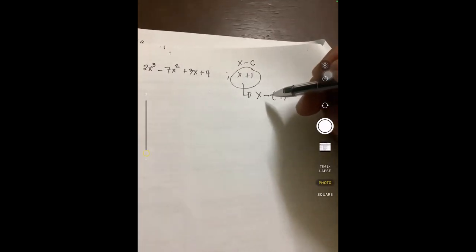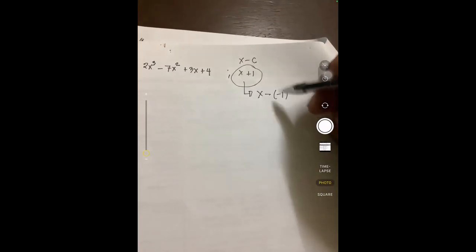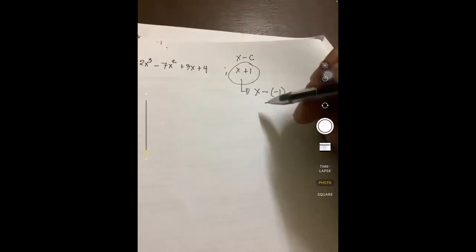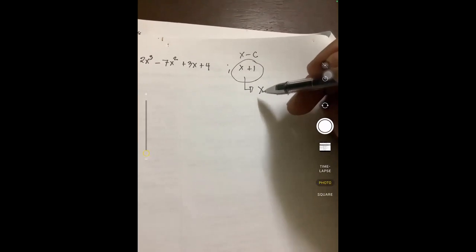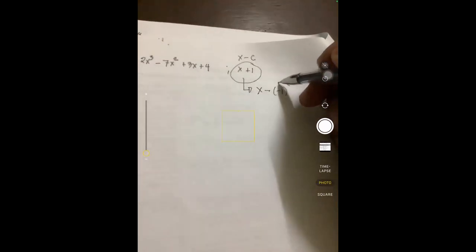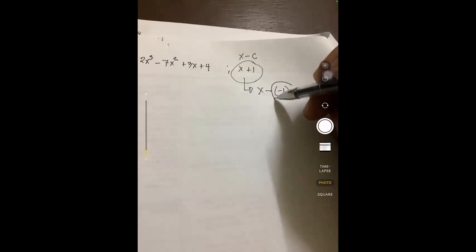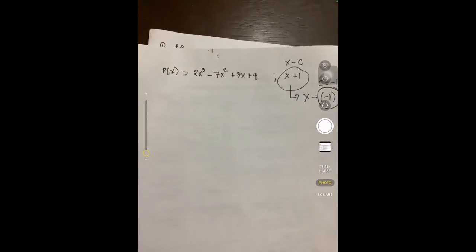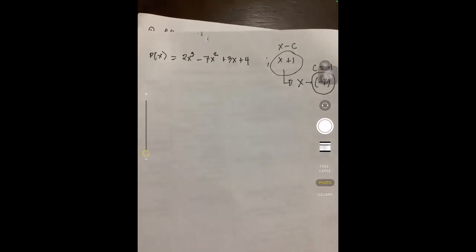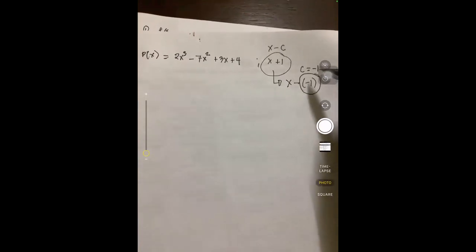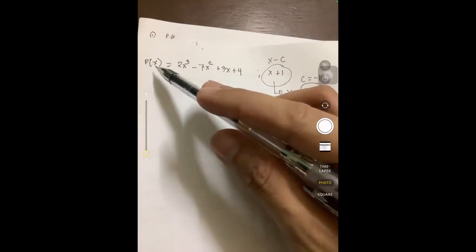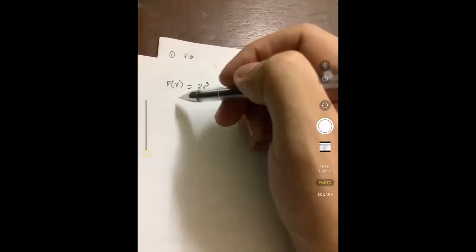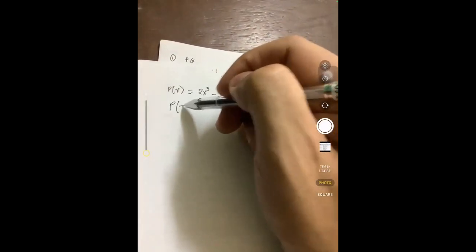Diba? X minus negative 1. Since negative times negative, the result is positive. So ngayon, it's in the form already of x minus c. And the value of c is actually equal to negative 1. Okay, for us to solve this, sabi sa ating remainder theorem, we will just substitute the value of c to our equation. So instead of p of x, I can have here p of negative 1.